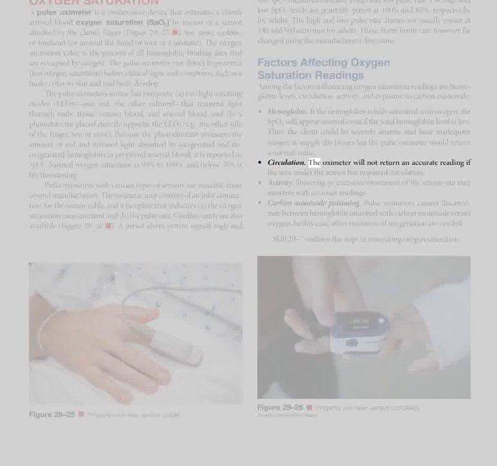Circulation. The oximeter will not return an accurate reading if the area under the sensor has impaired circulation. Activity. Shivering or excessive movement of the sensor site may interfere with accurate readings. Carbon monoxide poisoning. Pulse oximeters cannot discriminate between hemoglobin saturated with carbon monoxide versus oxygen. In this case, other measures of oxygenation are needed. Skill 29-7 outlines the steps in measuring oxygen saturation.